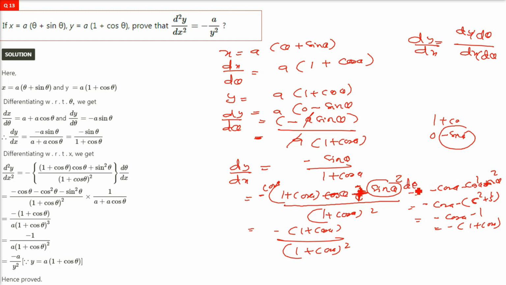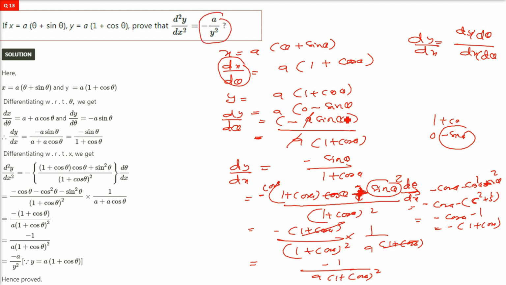And now you have d theta by dx also. Because as I said, we are not differentiating the right hand side with respect to theta, it is with respect to x. Now since we have no x on the right hand side, you have to write d theta by dx. So finally you have minus 1 by a into 1 plus cos theta whole square. Okay. So what can we do here? There is no cos on the right hand side of d2y by dx2.